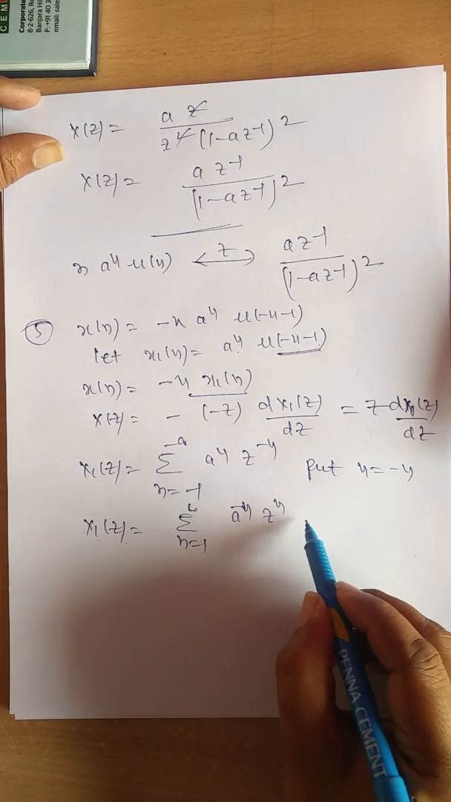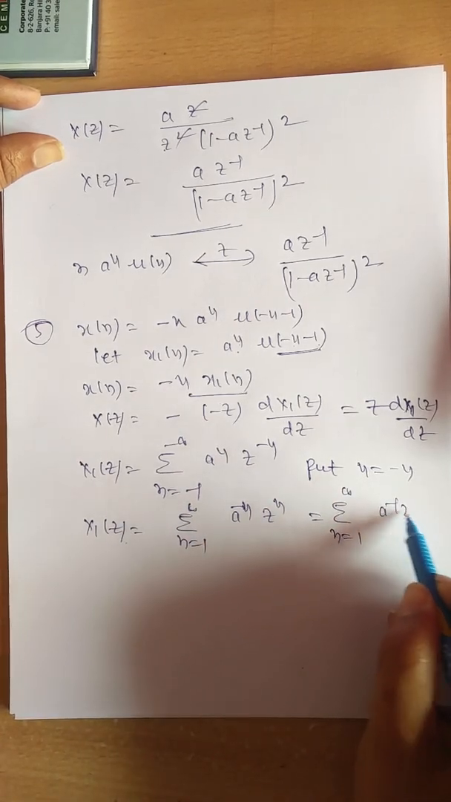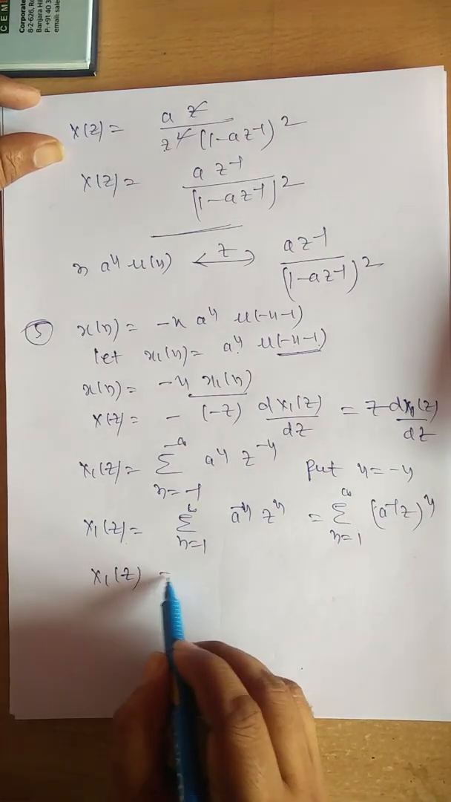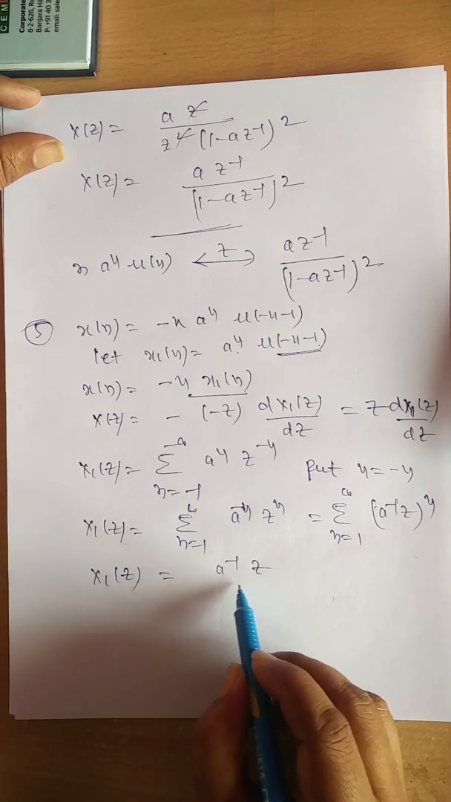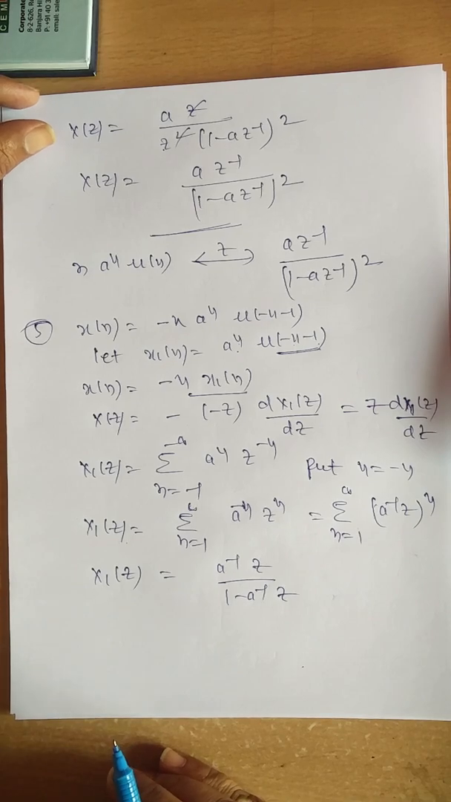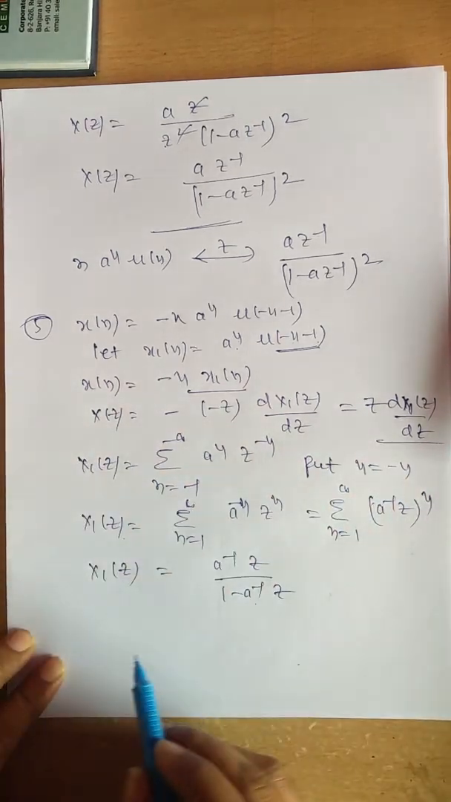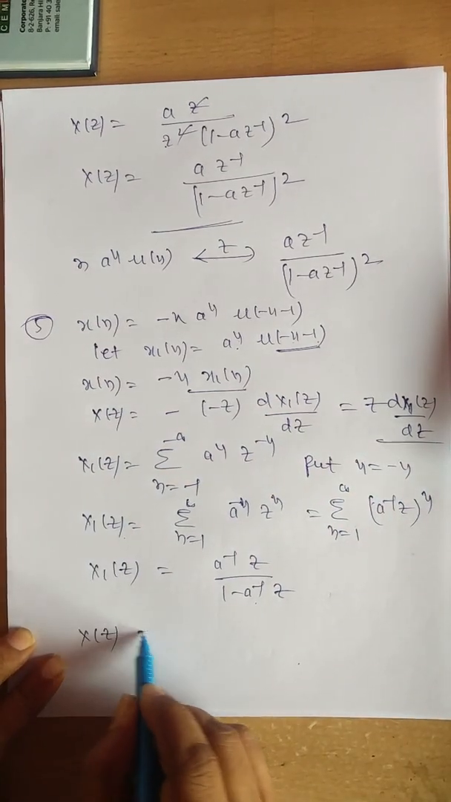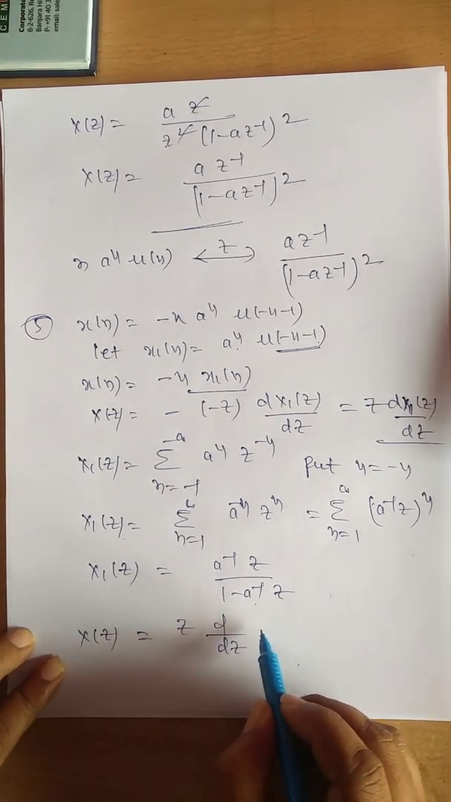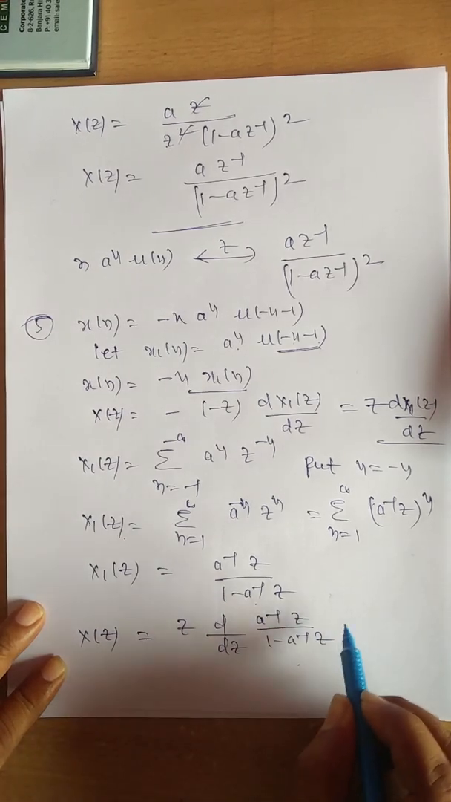It will become the summation from n equal to 1 to infinity of a inverse z, whole to the power of n. Then the answer is x1 of z is equal to a inverse z divided by 1 minus a inverse z. This is the x1 of z. Substitute x1 of z in this equation, and we get x of z. x of z is equal to z into the differentiation of x1 of z, which is a inverse z divided by 1 minus a inverse z.